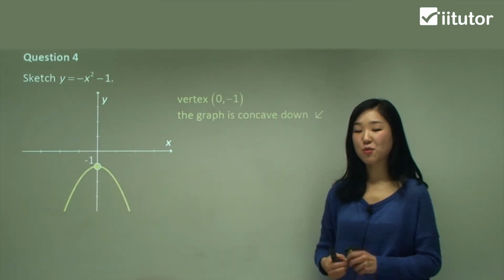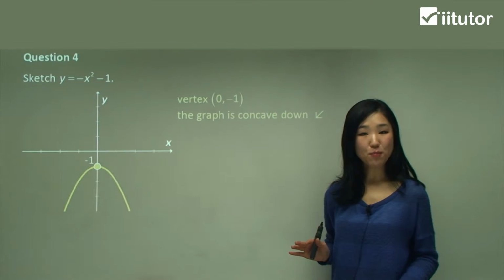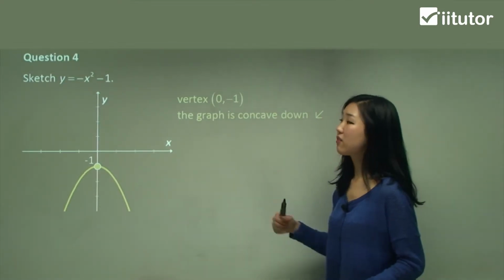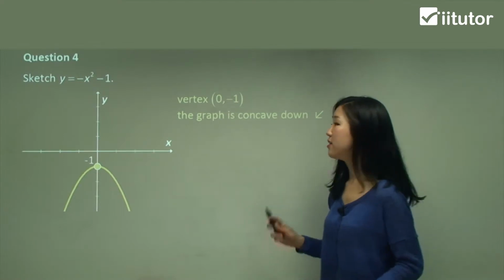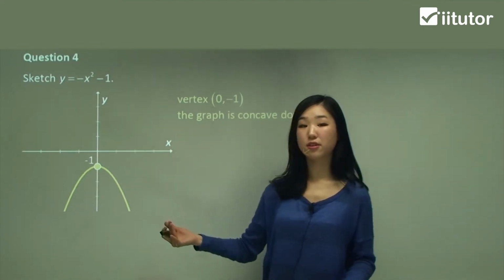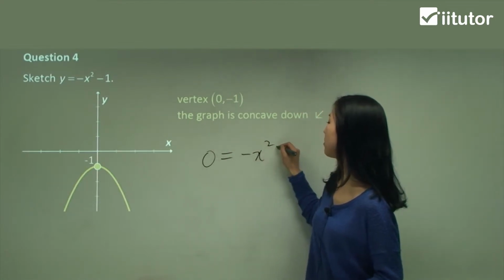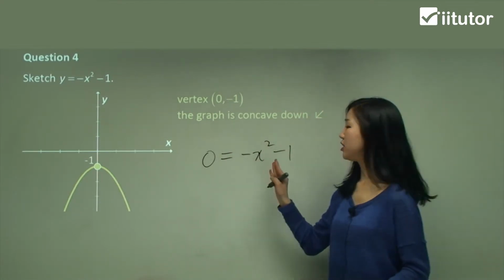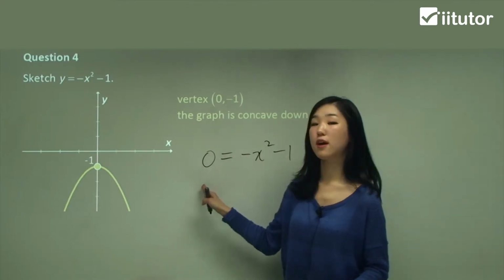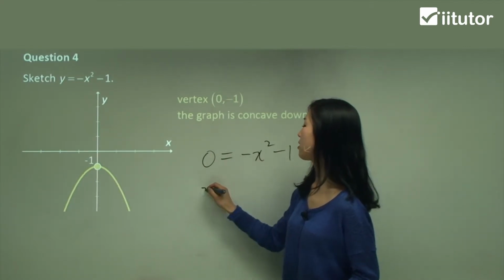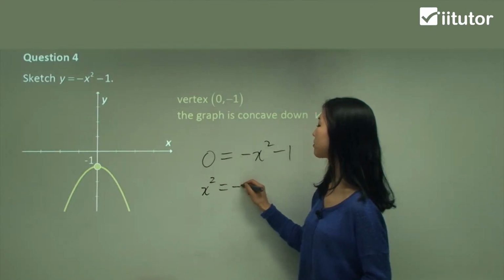And I hope you realize why I didn't consider any x-intercepts. Obviously you can see now that there are no x-intercepts, but if you like, you can try and figure it out. So I'm going to substitute y equals 0, because that's what we do to find our x-intercepts. I'll move my negative x squared over to the other side so I can solve for x. So negative x squared, if I move it, is just going to be positive x squared.